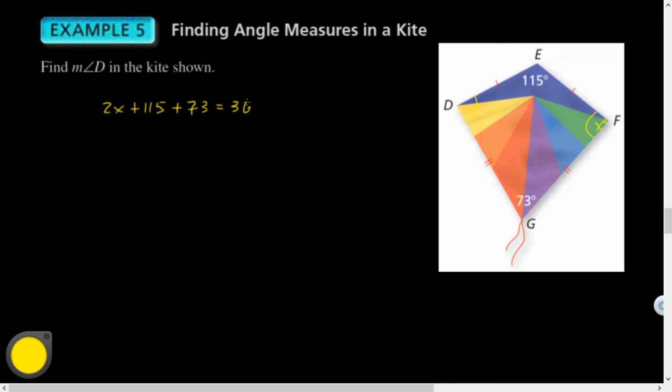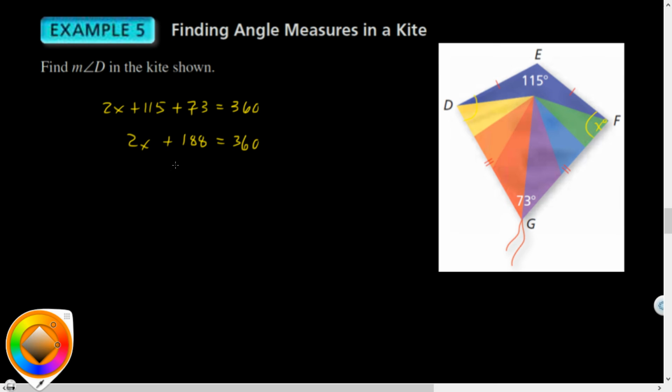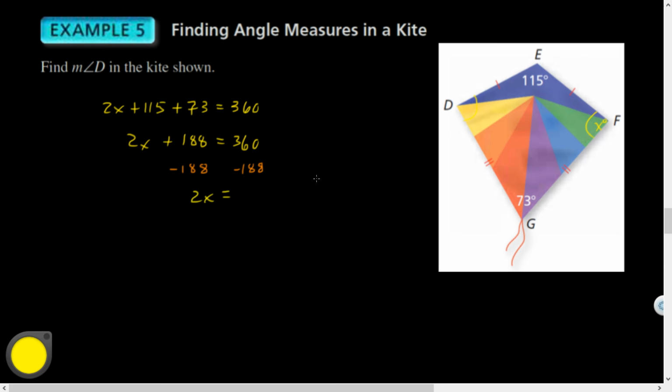Oh, 360, that's right, because it's a quadrilateral. Let's see, what's that going to be, 188? Did I add that right? Yeah, subtract that from both sides. Oh, and I'm so used to writing 180. And let's see, so 2x is going to equal, I don't know if I trust myself. What's that going to be, 172? Yeah, you guys agree? All right. 172 it is.